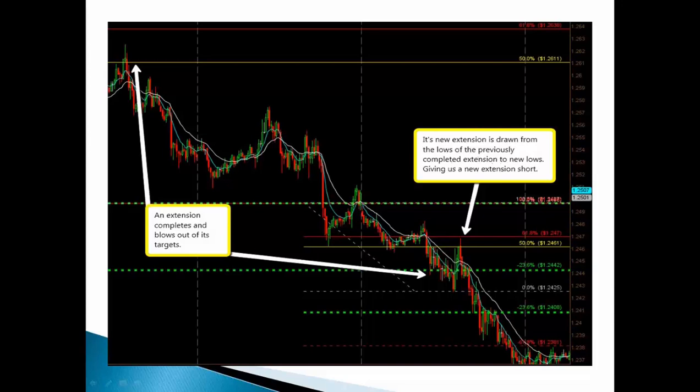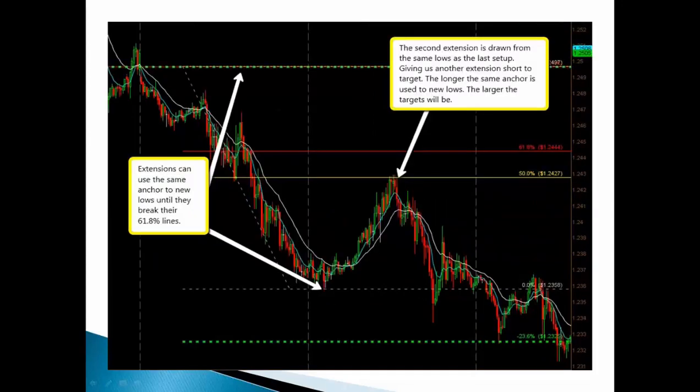Okay, let's look at another example here of an extension. This is how a new traditional extension starts. The extension uses the same anchor to new lows until they break their 61.8% lines. The second extension is drawn from the same lows of the last setup, giving us another extension short to target. The longer the same anchor is used to new lows, the larger the targets will be. Extensions can continue until they break their 61.8% lines.